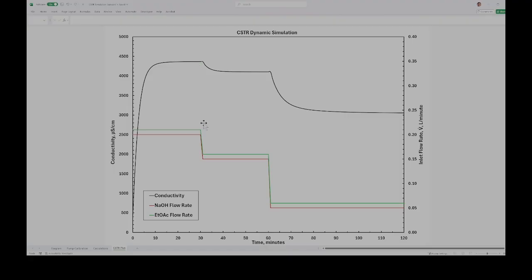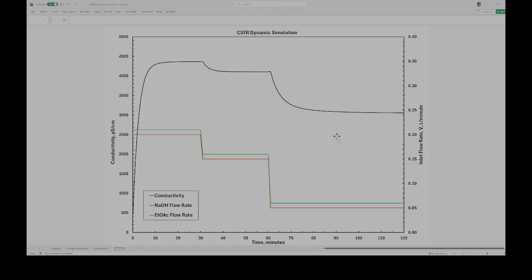And then when we slow down our volumetric flow rates, what we're actually doing is giving our solution more residence time to react. And as the solution reacts, we actually consume more of our hydroxide ion, which causes our conductivity to decrease. And then at 60 minutes, we find that the conductivity starts to decay and it starts to come up to a final value.